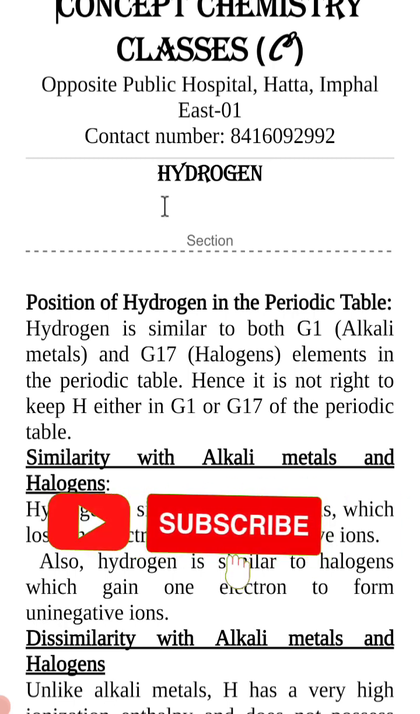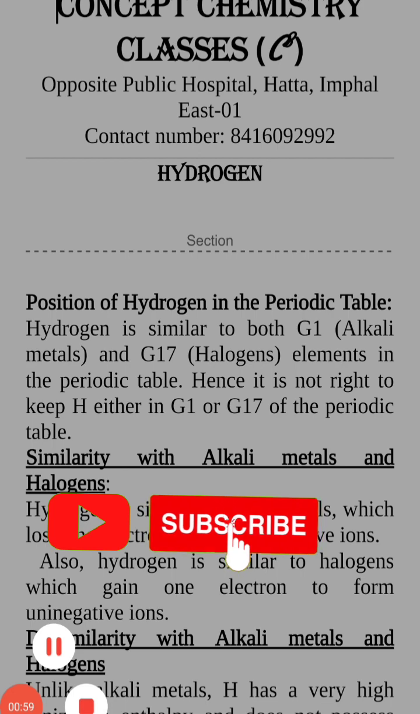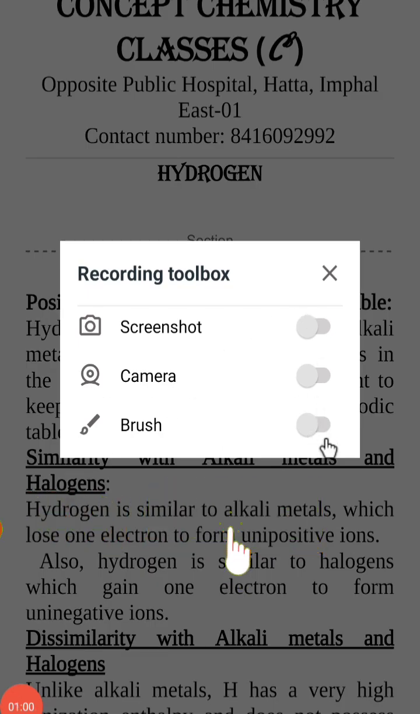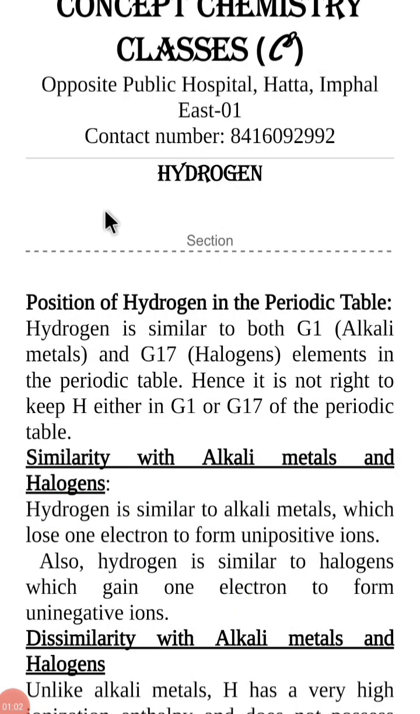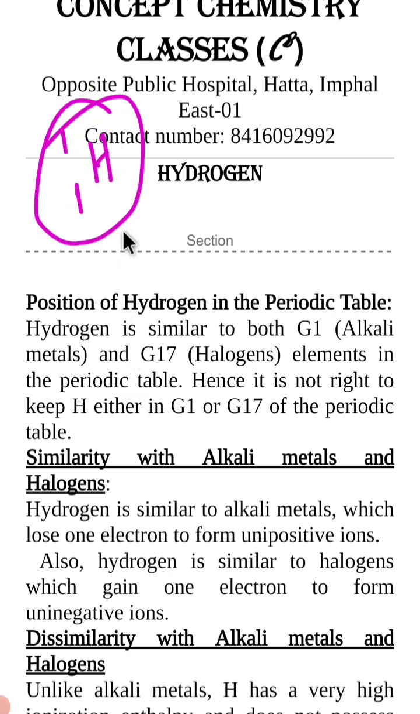Hydrogen is the first element in the periodic table, and its atomic mass is 1, atomic number is also 1. So the symbol of hydrogen is this one. Okay, so let us discuss the position of hydrogen in the periodic table.